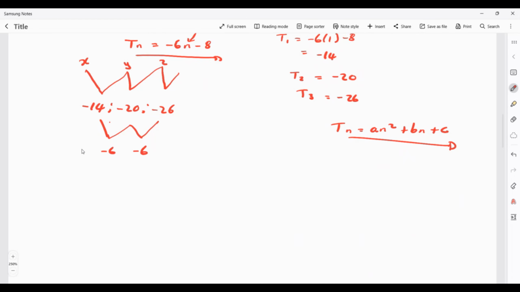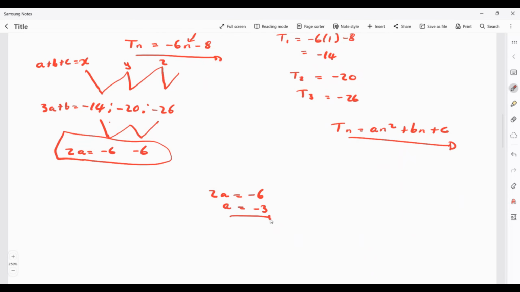Okay, so you're allowed to tell them that generally this is equal to 2a, this is equal to 3a plus b, and then this is equal to a plus b plus c. This is generally what you know. So from there, because you have this, 2a is equal to negative 6, and that means your a is actually equal to negative 3. You're sorted. This is general, what you know from mathematics that you learned in class.